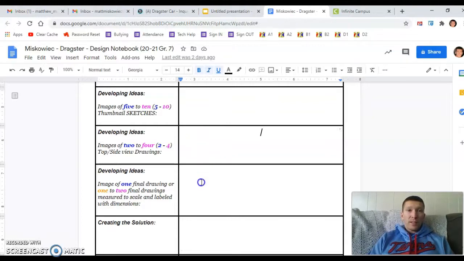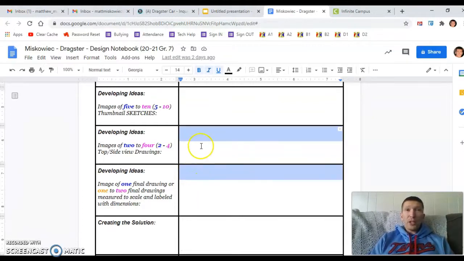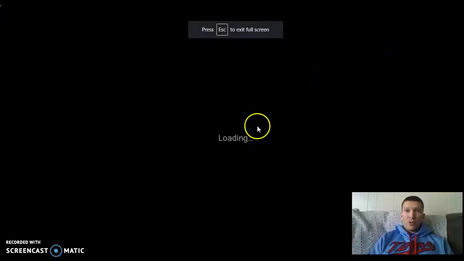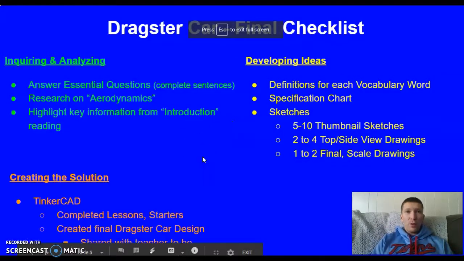And same thing for the next 2 here, that you should take pictures of whatever your sketches are, a top and side view drawings here, and then 1 final scale drawing where it's labeled, measured, and again inserted in here. So that's grade number 2 for the design notebook.